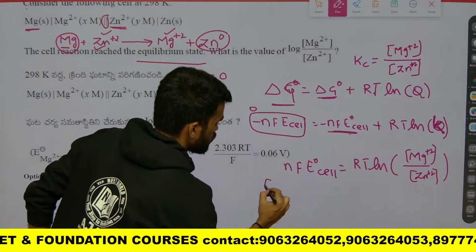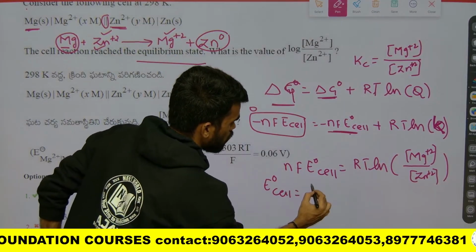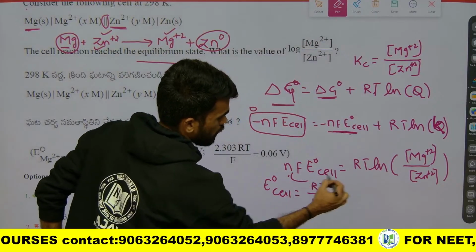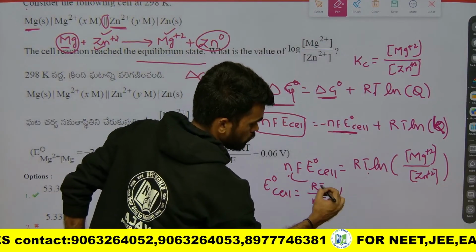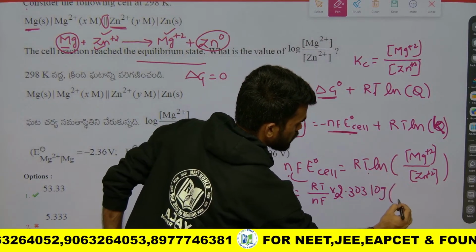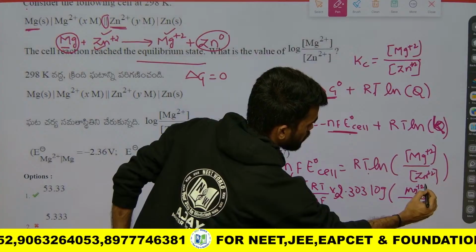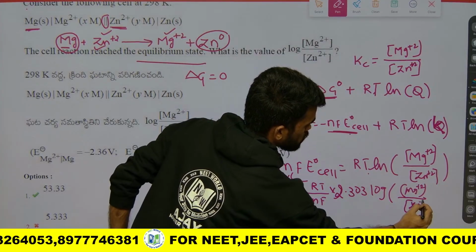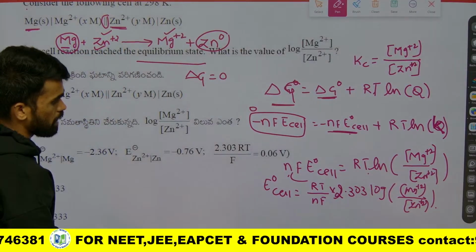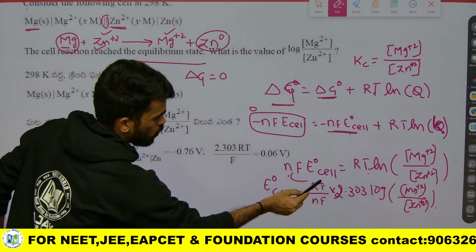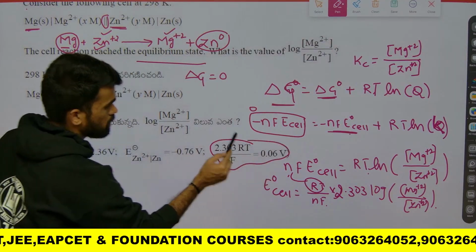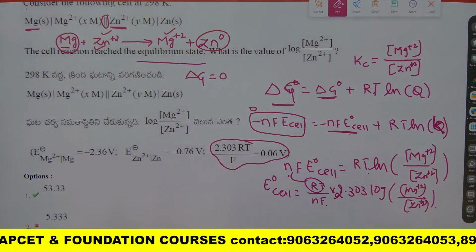So from this you will get E° cell = RT/nF × 2.303 log of the concentration of Mg2+ by Zn2+. This is what you need to write here. Now, by simplifying this, they have mentioned 2.303 RT by F. How much is that value? This is given in the question itself, that is 0.06.